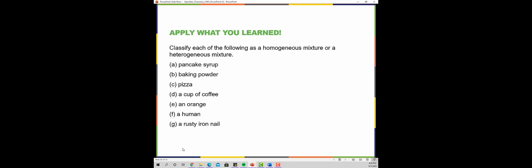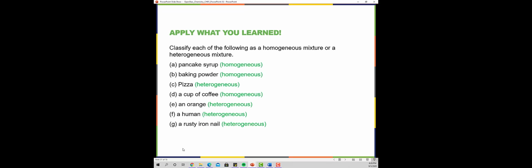Okay, go ahead and pause the video again and take a shot at this one. Okay, classify each of the following as a homogeneous mixture or a heterogeneous mixture. So again, we're thinking about this pancake syrup. Pancake syrup is homogeneous because when you have a sample of syrup and you pour the first bit on your pancakes, it tastes the same as the last part that you pour on your pancakes. So if it's mixed up evenly, then it must be homogeneous.